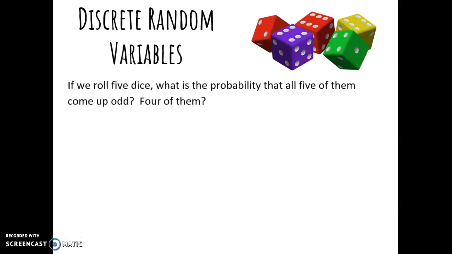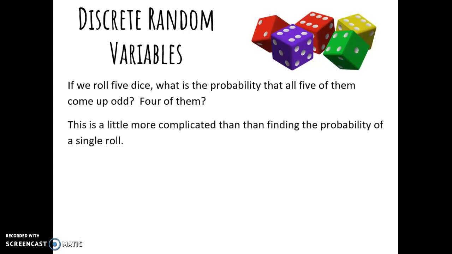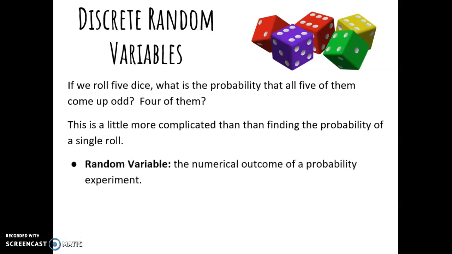But what if we rolled 5 dice instead? What would be the probability that all 5 of them come up odd? Or what if we rolled 5 and asked, what's the probability that 4 of them come up odd? So that begins to make things a little bit more complicated. And that's where random variables come in.